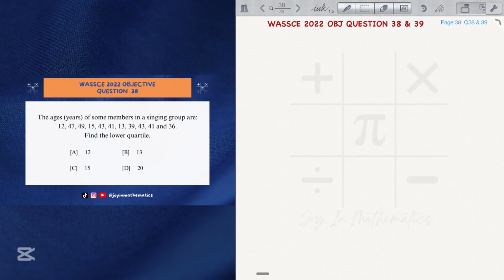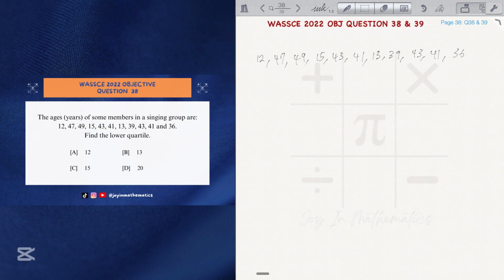The data set says the ages in years of some members in a singing group are 12, 47, 49, 15, 43, 41, 13, and 39, 43, 41, and 36. And we are asked to find the lower quartile.